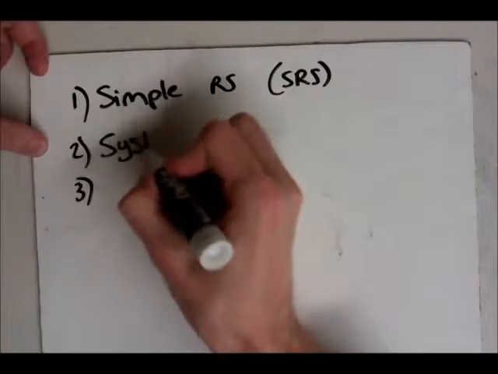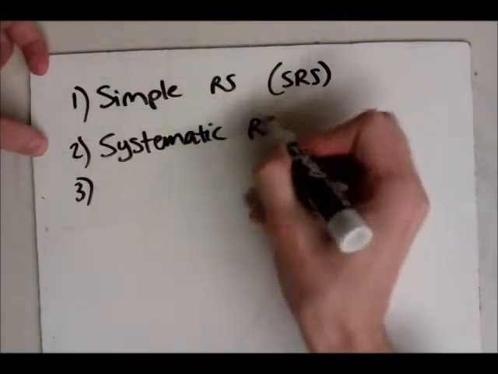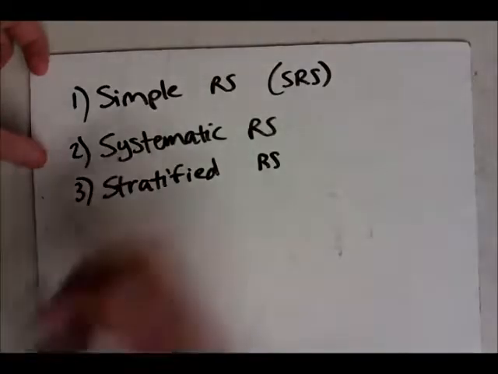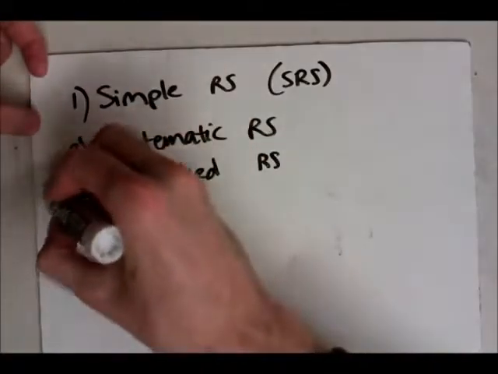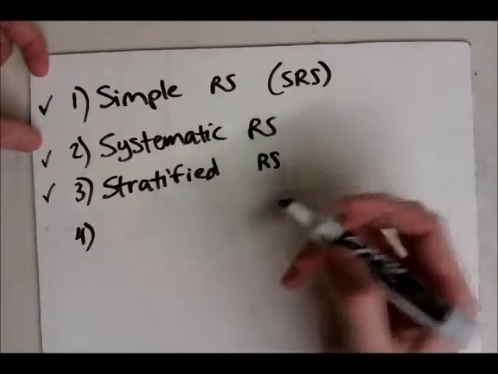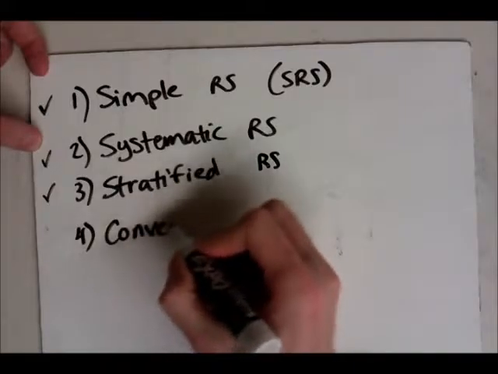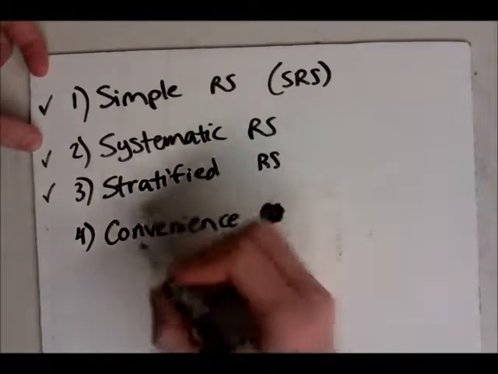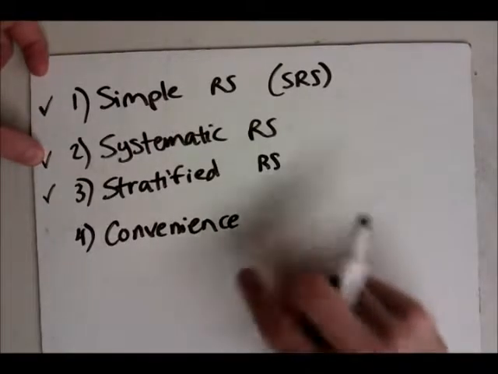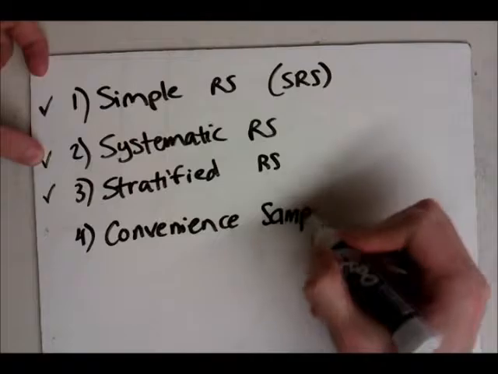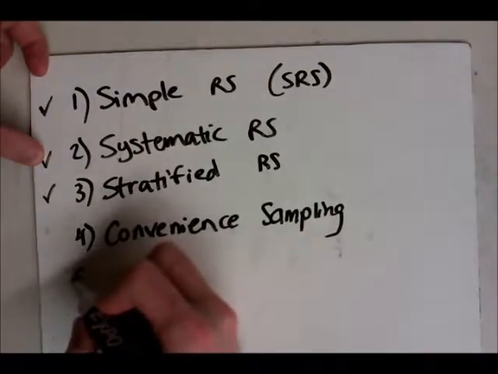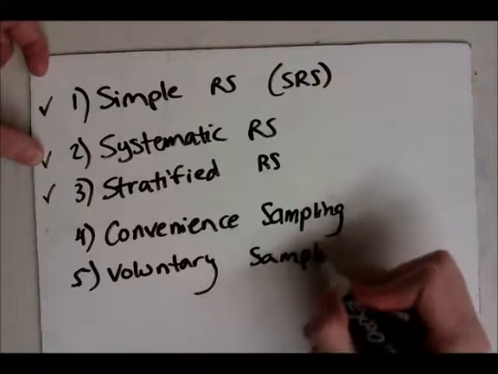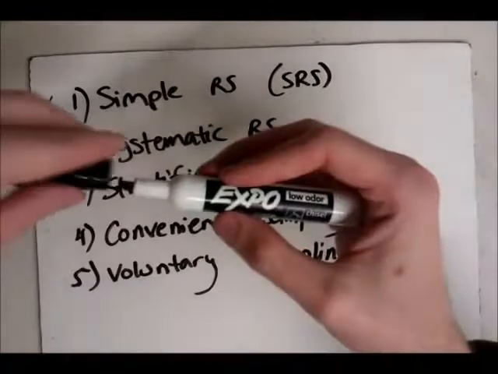You've also got systematic random sample and stratified random sample. So these are the good guys. These are the ones you want to use. There's also a couple bad methods of sampling. For example, convenience. Not a good method of sampling. It would just be convenient sampling, not random sampling, which is part of why it's bad, because there's no random to it. And then you've got voluntary sampling. So again, the first 3 here are good sampling techniques, and the last 2 are bad sampling techniques.